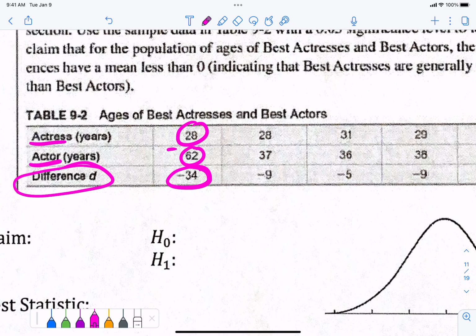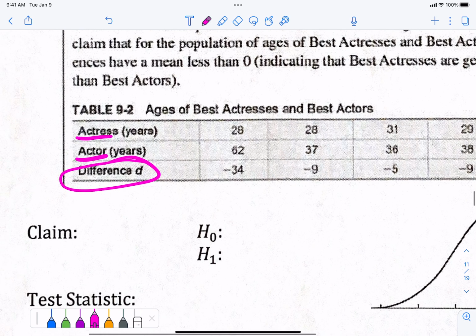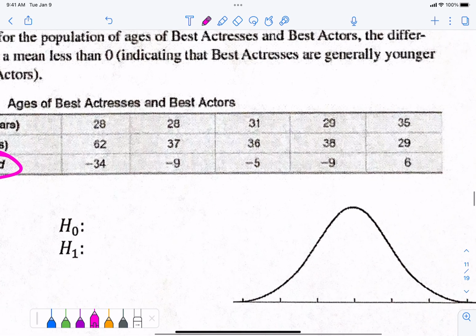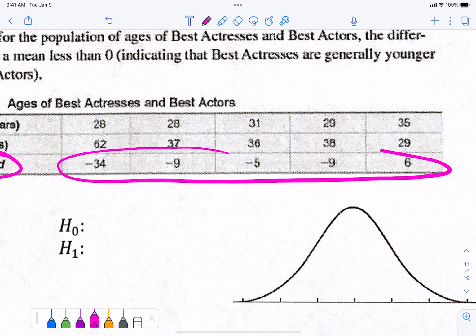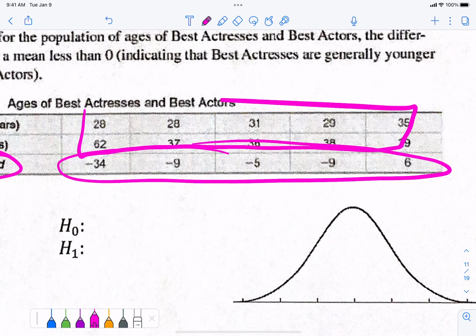You need to watch. Next, they do 28 minus 37, that's negative 9, right? 31 minus 36, they keep going. They do the top minus the bottom one. They do mu1 minus mu2. Our actresses are our ones, our actors are our twos. So you do 1 minus 2, and then you get the differences. This is the data set that I get. Because they're matched pairs, I can get from having two sets of data down to just one set of data with the differences.